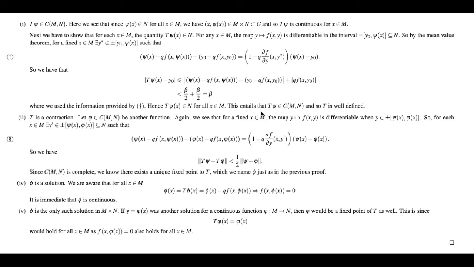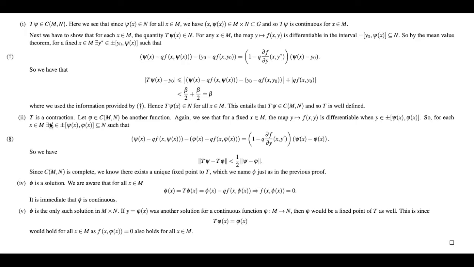So this entails that T psi is in fact a member of CMN. So not only is it continuous, it also has image that is contained in N. In fact, we showed that the image is not only contained in N, it's properly contained in N. So the image can never actually be equal to y naught plus beta or y naught minus beta, because of the strict inequality over here. So that shows that T is well defined.